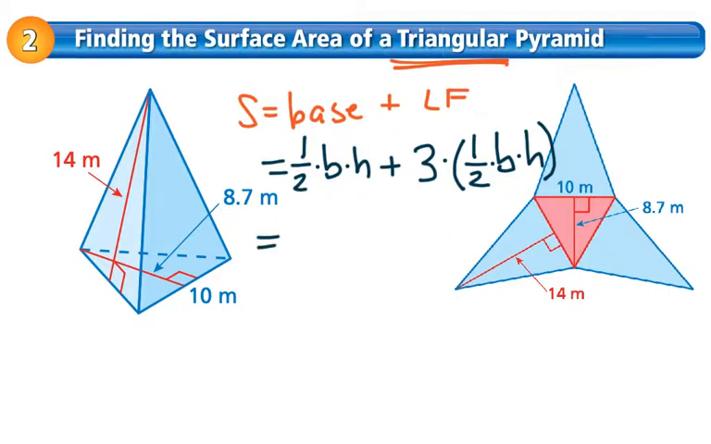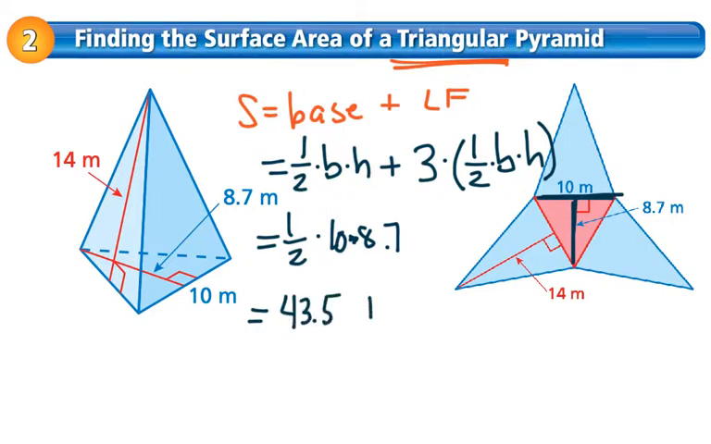So for the base, we have 1/2 times the base of that triangle, which is actually right here. It's labeled as 10 meters, times the height of that triangle, which is right here, which is 8.7. This gets a little messy with all those decimals. And so that we don't lose track of things as we go, I'm going to go ahead and calculate that area. 1/2 times 10 times 8.7 is 43.5, and that is square meters.